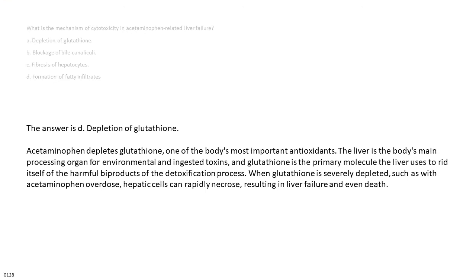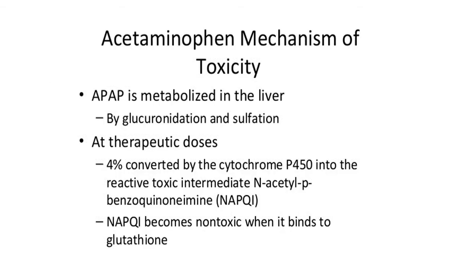The answer is A. Depletion of glutathione. Acetaminophen depletes glutathione, one of the body's most important antioxidants. The liver is the body's main processing organ for environmental and ingested toxins, and glutathione is the primary molecule the liver uses to rid itself of the harmful byproducts of the detoxification process. When glutathione is severely depleted, such as with acetaminophen overdose, hepatic cells can rapidly necrose, resulting in liver failure and even death.